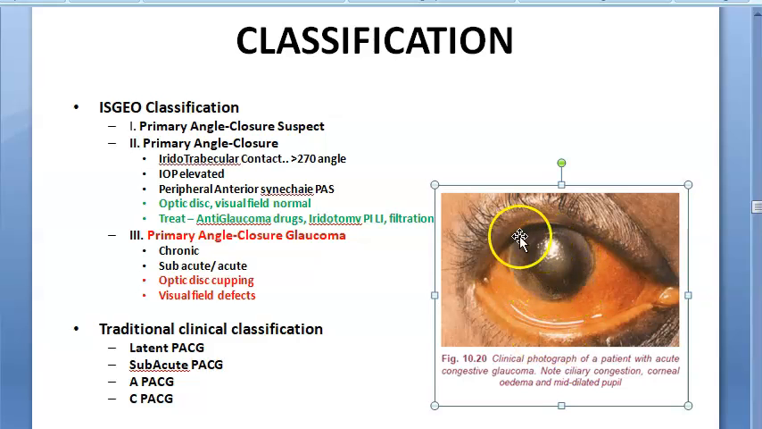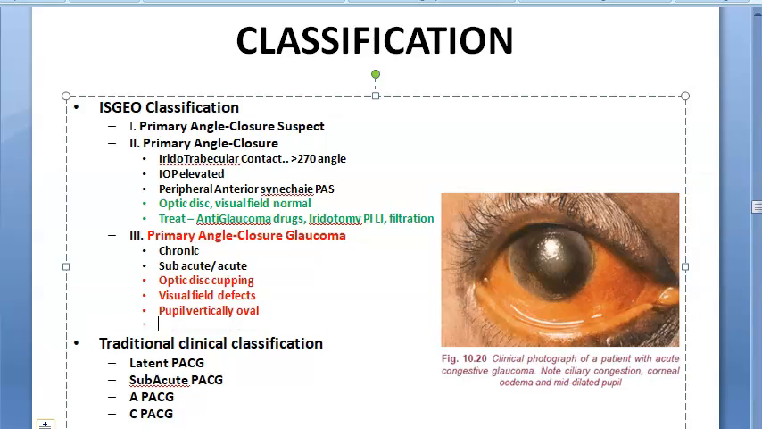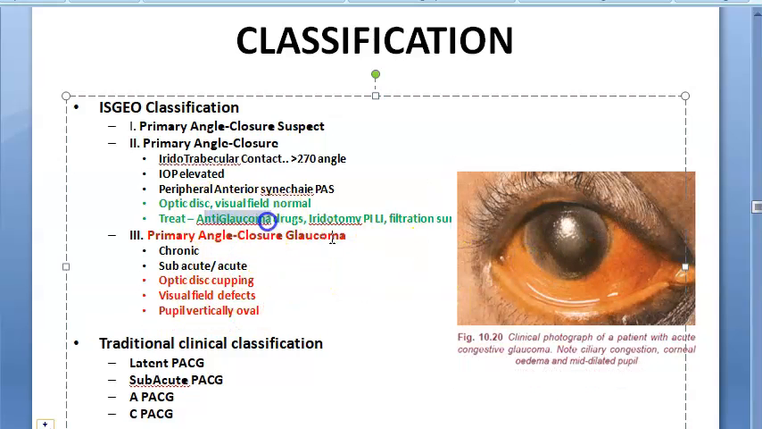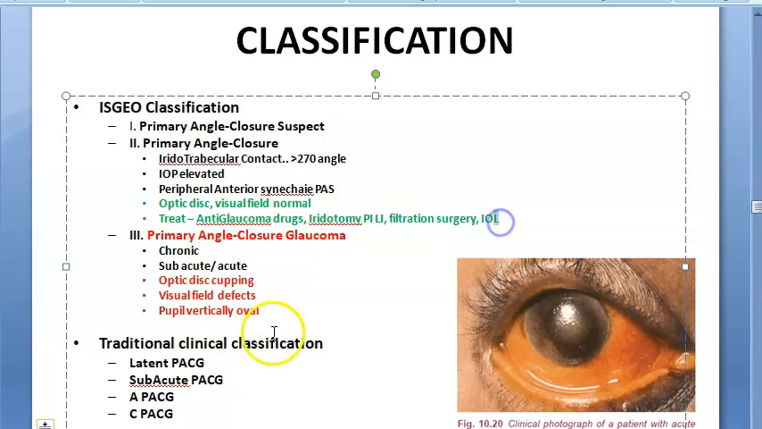You can see an edematous cornea here, because of the pressure. So this is acute congestive glaucoma. Here the pupil is vertically oval, which is also important. And then how will you treat? Treatment is the same: anti-glaucoma drugs, iridotomy, PI, LI, filtration surgery. And finally, if it doesn't work, you can also use glaucoma drainage devices.